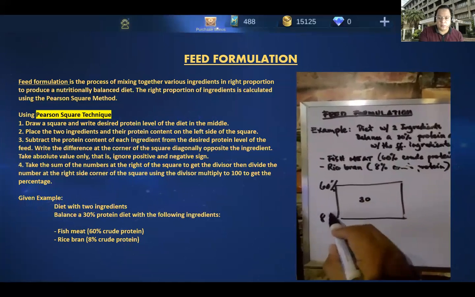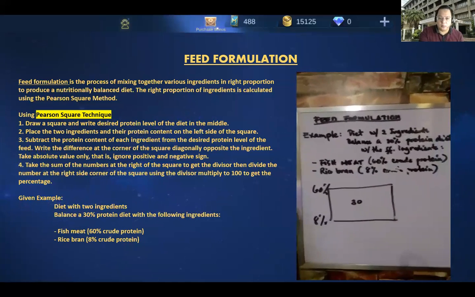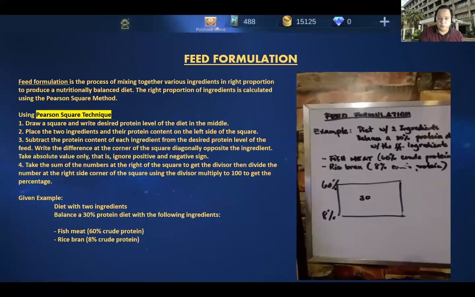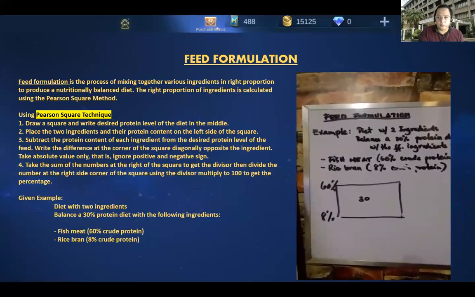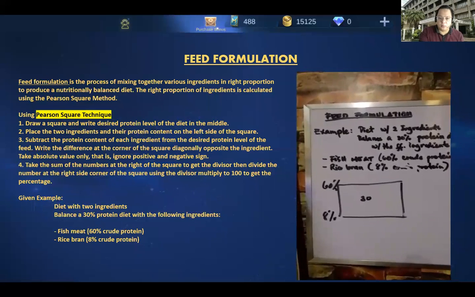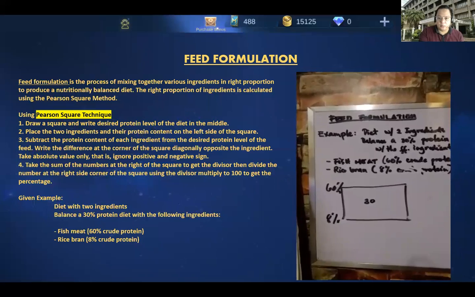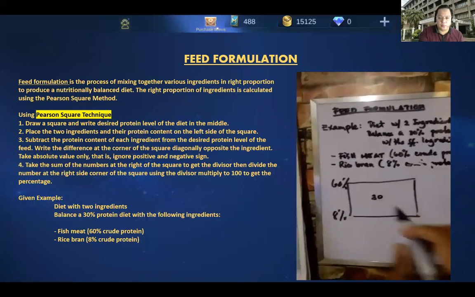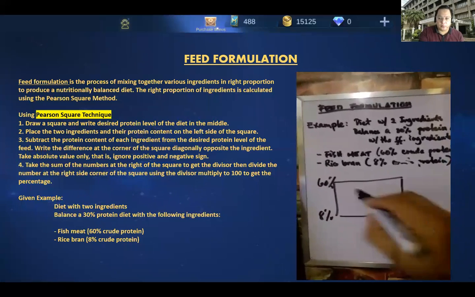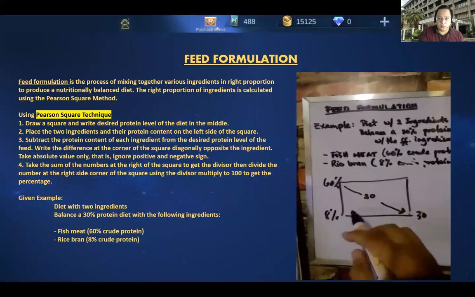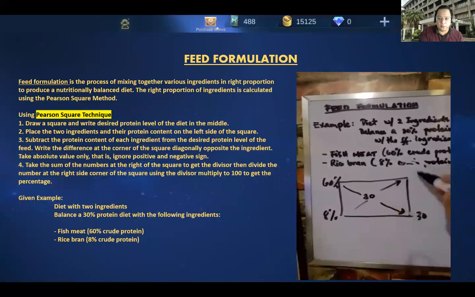So these are the two ingredients, 60% and 8%. The next step is to subtract the protein content of each ingredient from the desired protein level of the feed. Write the difference at the corner of the square diagonally opposite the ingredient. Take the absolute value only, ignore positive and negative sign. So 60 minus 30, that is 30, diagonal. 8 minus 30, that is 22.